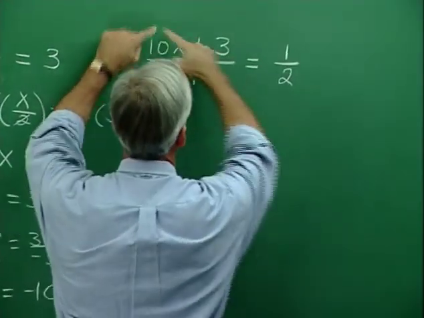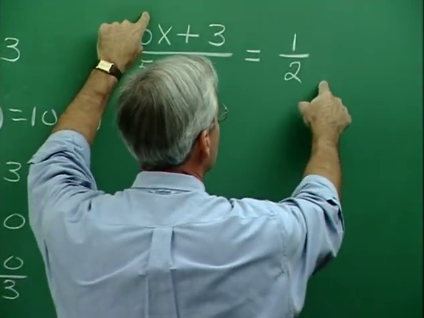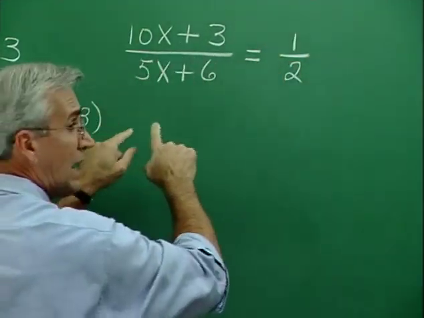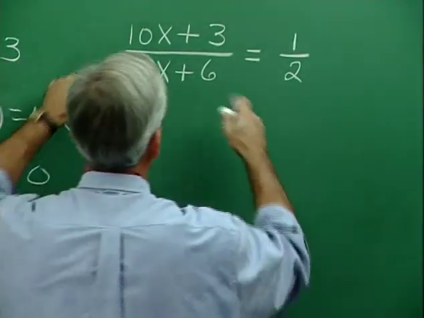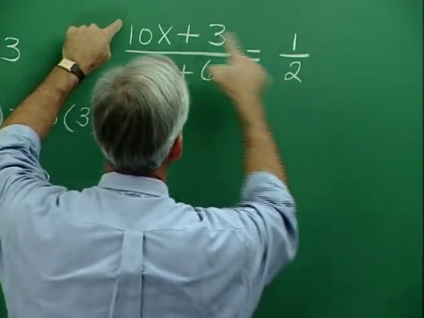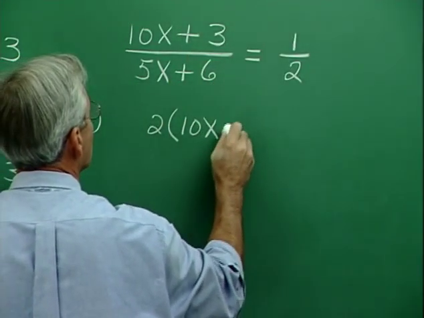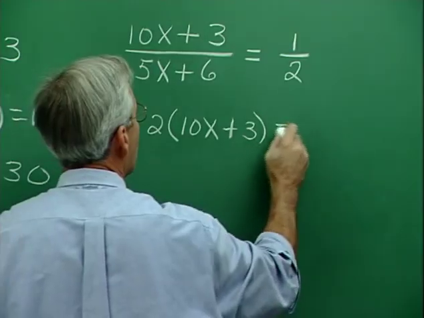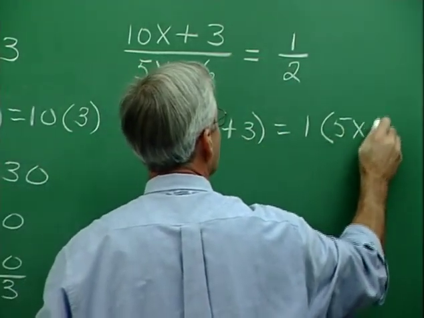That means just multiply the numerator on one side times the denominator on the other side, and going both ways and putting the results on separate sides of the equal sign. Well, here, if I go this way first, I've got 2 times this, so it's 2 times 10x plus 3. And going in the other direction, it's 1 times 5x plus 6.